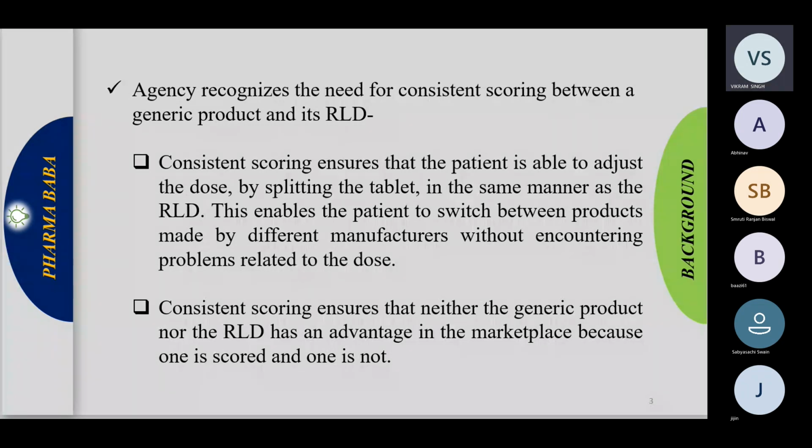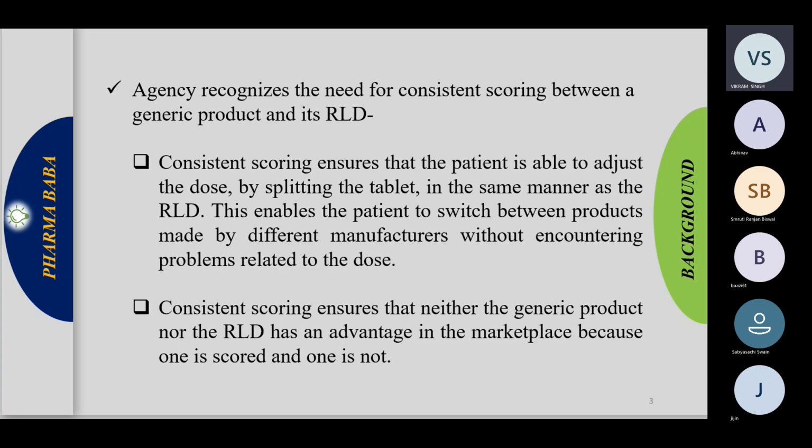Consistent scoring ensures that neither the generic product nor the RLD has an advantage in the marketplace because one is scored and one is not. FDA clearly defines the scoring requirements. What they feel is that consistent scoring is required. Why is consistent scoring required?